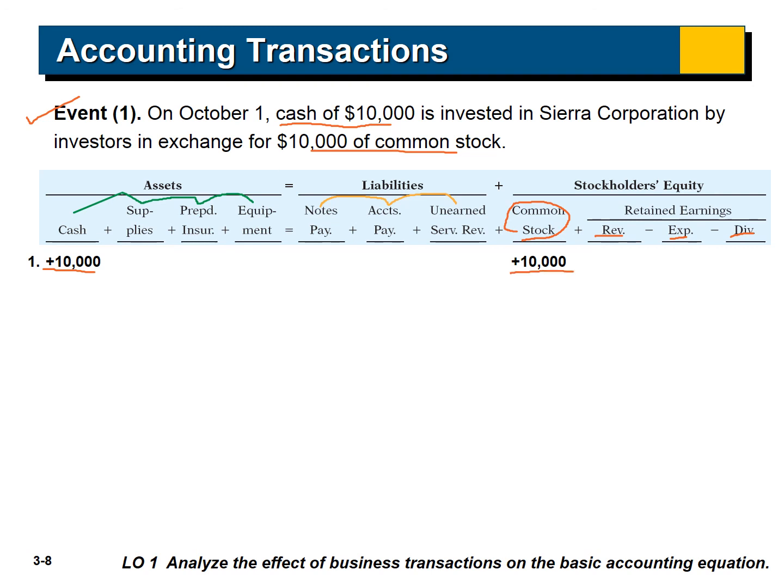And the accounting equation still holds because now assets, which is 10,000, is going to equal liabilities, which is zero, we don't have any yet, plus the 10,000 in stockholders' equity.